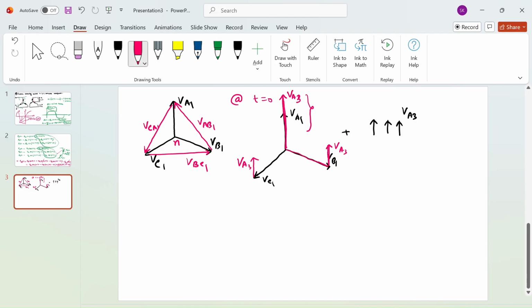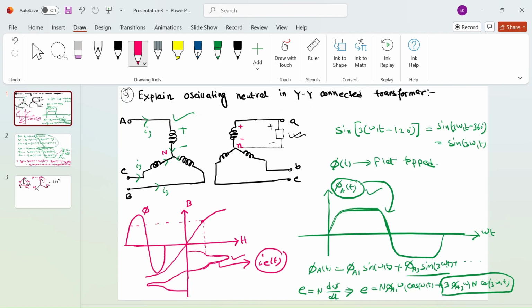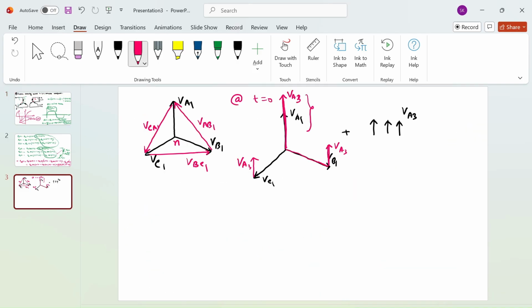So what will the impact? The impact will be: if there is any load connected at phase A, this voltage VAN1, or let's say VA, this overall voltage will keep on changing. So the load that is connected across A phase will also be impacted. At t equal to 0, we saw the A phase voltage is getting increased.